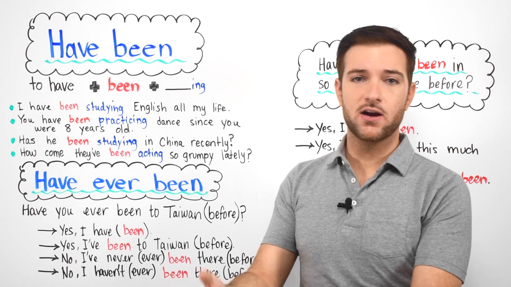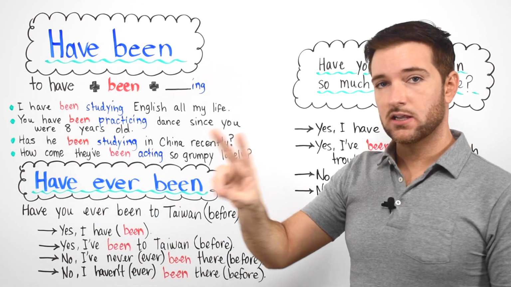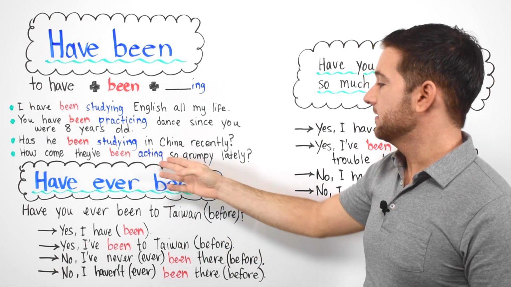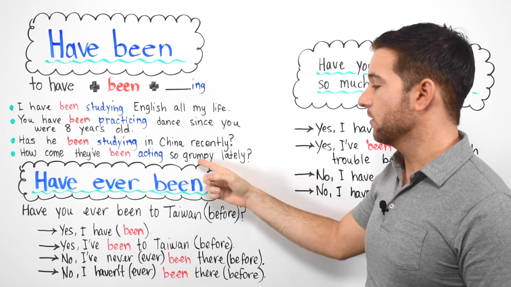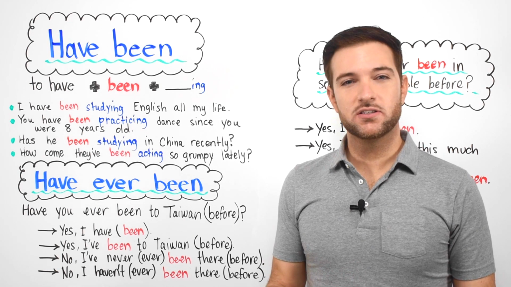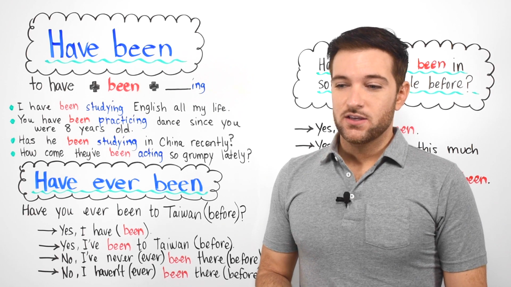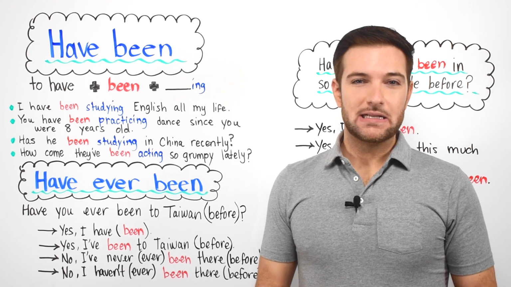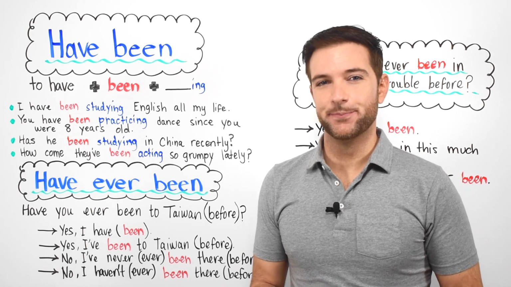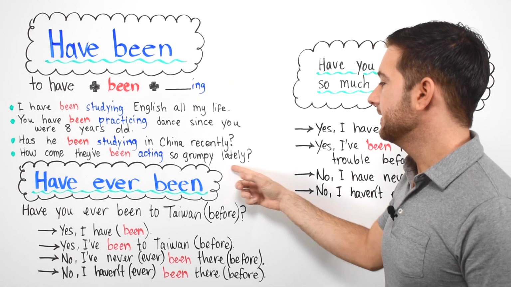Why are they happy? Why are they sad? Why are they angry? In this case, how come they, we're talking about 2 or 3 or 4 or however many people, how come they've been acting so grumpy lately? Grumpy is like when you're miserable, you're not in a good mood, you don't want to talk to people. When you do talk to people, maybe you yell at them, or you don't show politeness, you don't show too much respect. You're just in a bad mood, okay? How come they've been acting so grumpy lately?